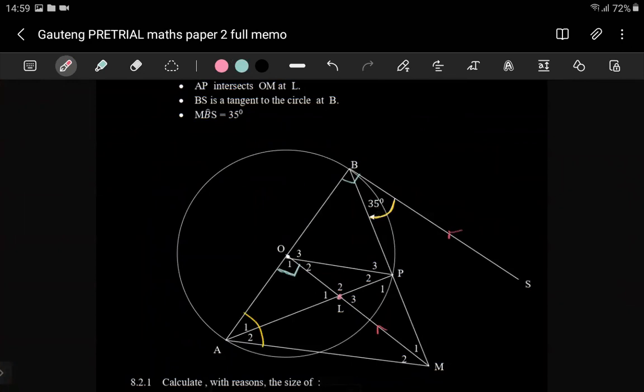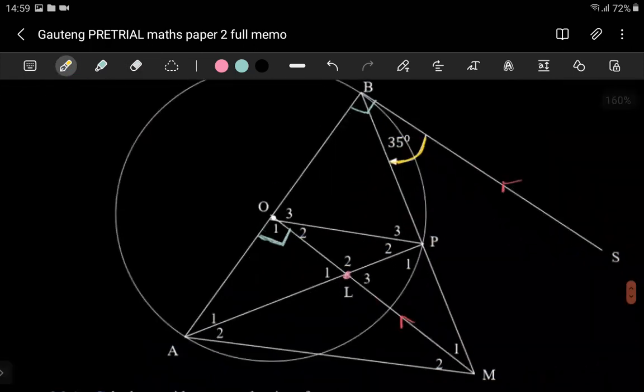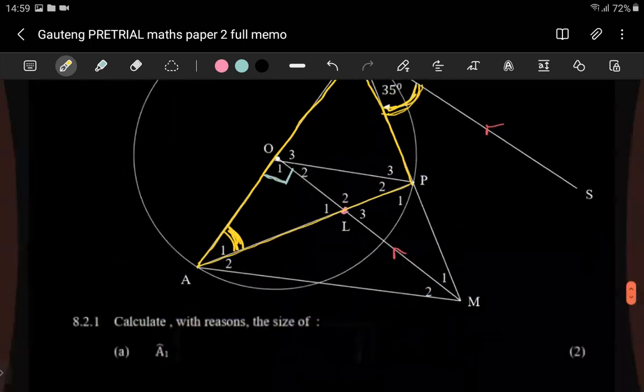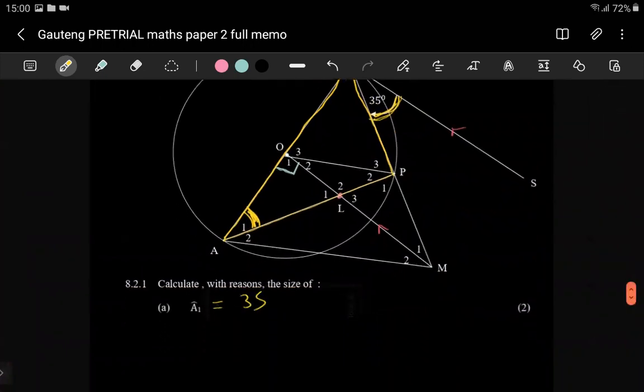So they say this is 35. Fine. So they say calculate with reasons the size of A1. So A1 is this small angle over there. Oh, no. I made a mistake. No, A1 is the one that's 35 because of the Tangent-Chord theorem. Excuse me, I'd made a big boo-boo. So the reason why it's only A1 is because the triangle that is inside the circle is this one only. Anyways, this angle here is the one that is equal to that one because of the Tangent-Chord theorem. I didn't even see this was out, but we're here now. So this is equal to 35.